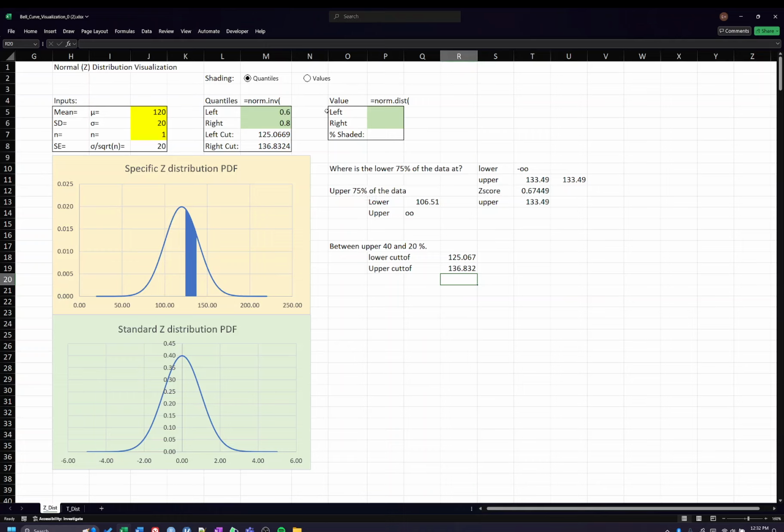And then as we did previously, if we are given cutoff points and we want to know the percentages between them, we can do that too using the values and using the norm.dist. So be sure that you practice these, because remember, you will not have this whole very nice tool set to use on the exam, but you will have the availability of the norm.inverse and the norm.dist.